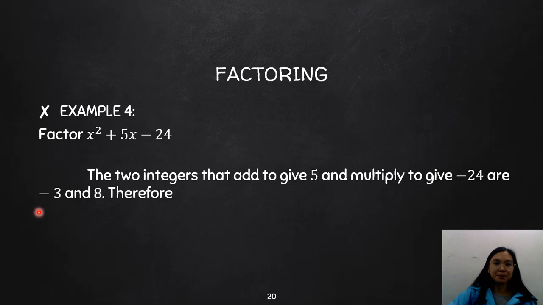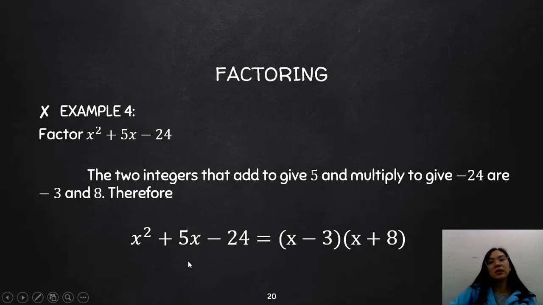So, ito siya, diba? R plus s, negative 3 plus 8 will give you 5. And then r times s, negative 3 times 8 will give you negative 24. So, therefore, you have x squared plus 5x minus 24 is equal to x minus 3 multiplied by x plus 8. So, yan po yung sagot on how you could factor this particular equation.